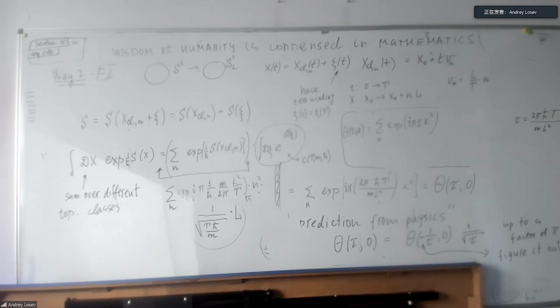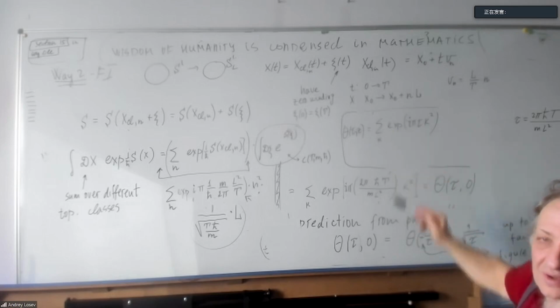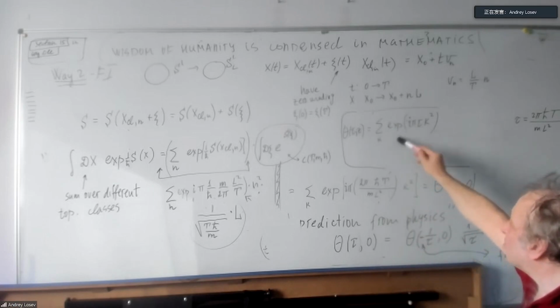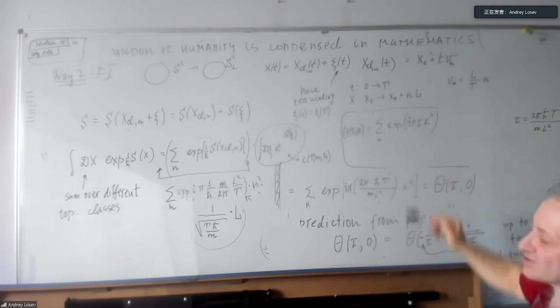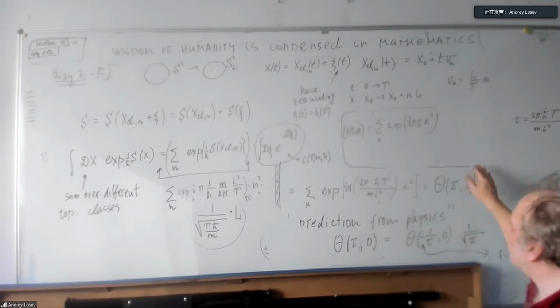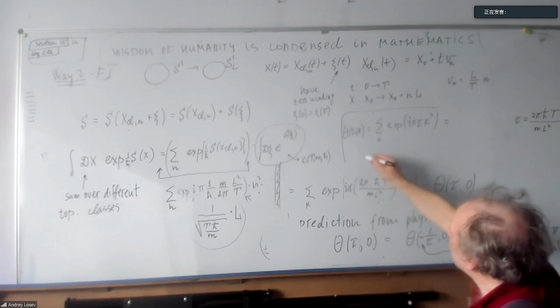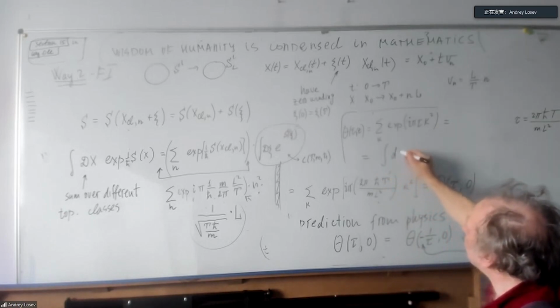The main idea is, when do we have this 1 over square root of tau? We have 1 over square root of tau if we have a Gaussian integral. Do we have here a Gaussian integral? Not really. We have something close to a Gaussian integral. It is a discrete version of a Gaussian integral. But we would like to make it a Gaussian integral. So how to do it? We say that it is an integral over dk.